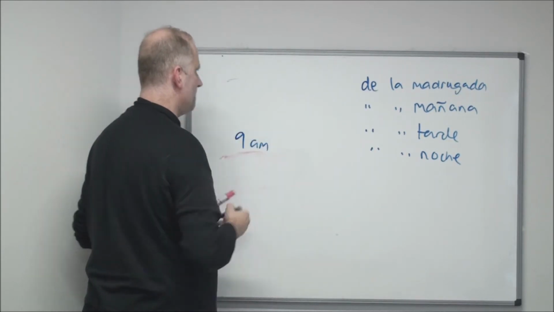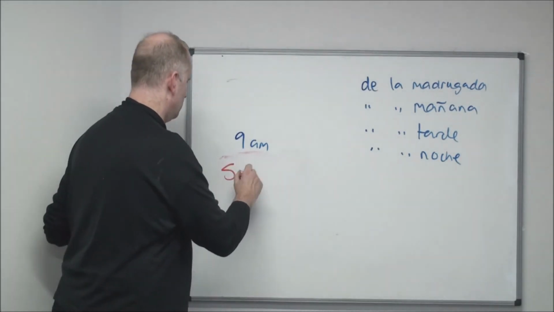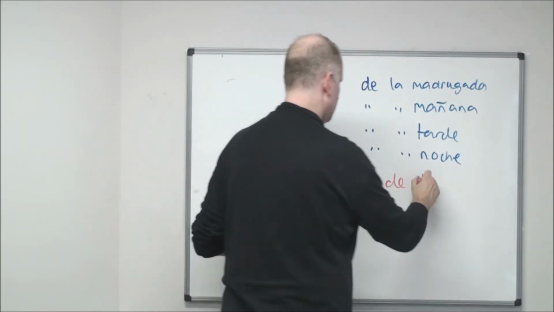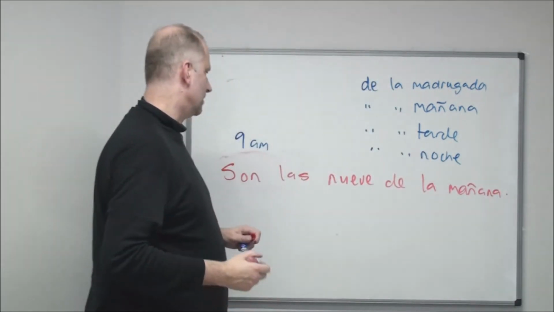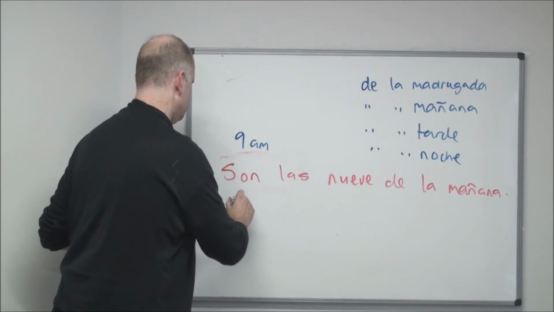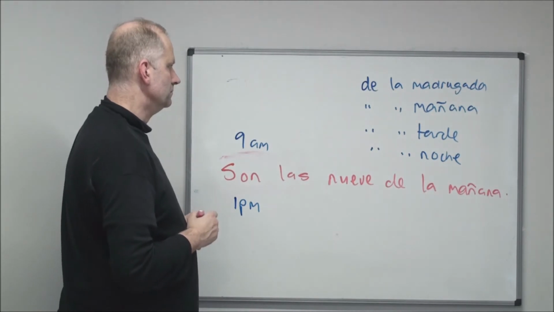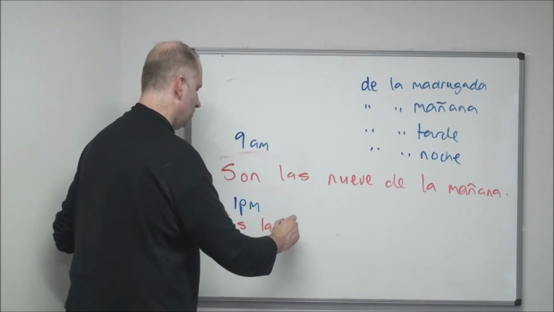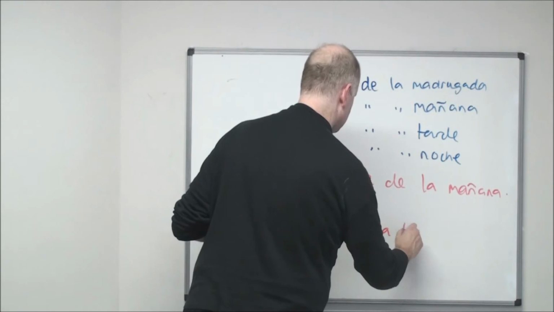So we put 9 AM. What time is that? You'd say, son las 9 de la mañana. Son las 9 de la mañana. Okay, and then this time, so 1 in the afternoon would be, so it's 1 o'clock, es la una of the afternoon, de la tarde.